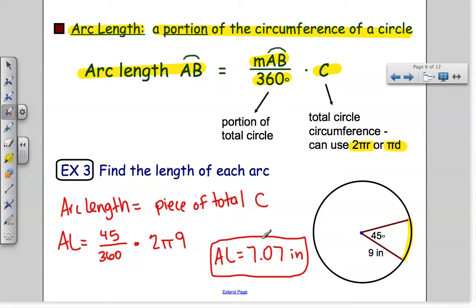Now, is that reasonable? It does look like the radius is a little bit longer than what this arc would be. So it makes sense. The radius was 9. The arc was 7.07 inches. That seems reasonable. Okay. Again, I looked at how much of the circle I was dealing with. I was only dealing with 45 degrees out of the whole circle, which is 360. And that's how much of the circumference I needed, which would be 2 pi r, or 9 here.